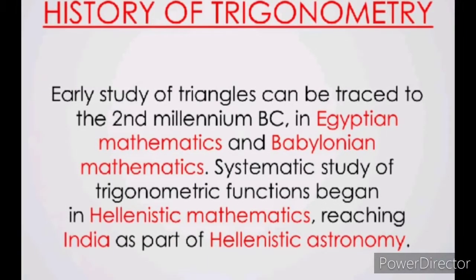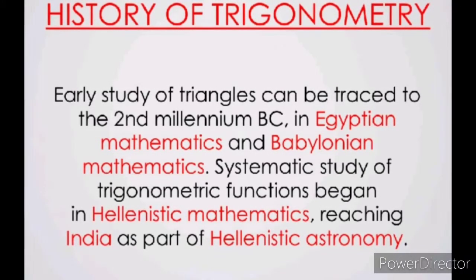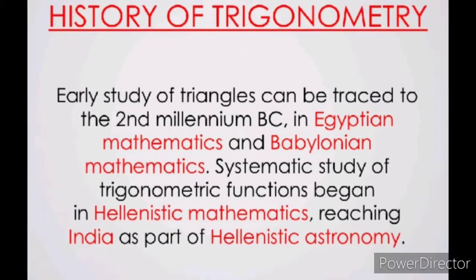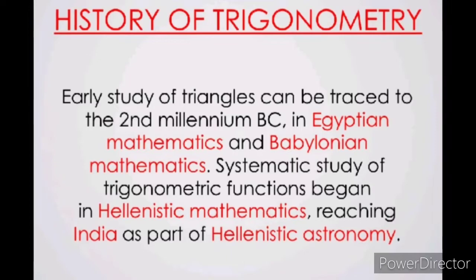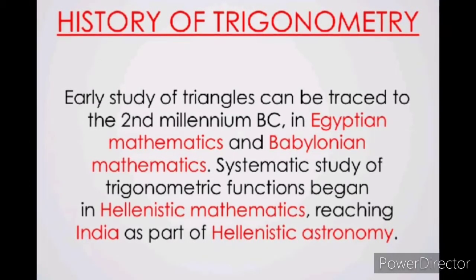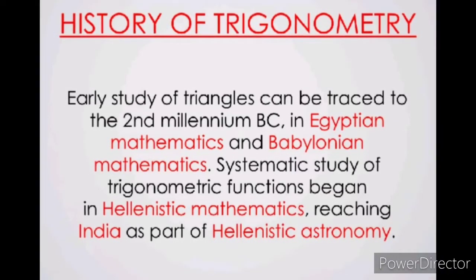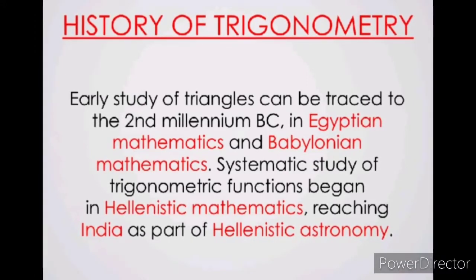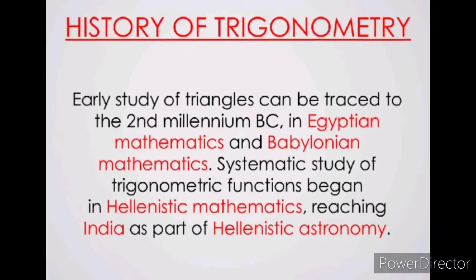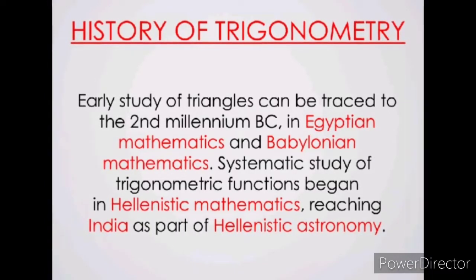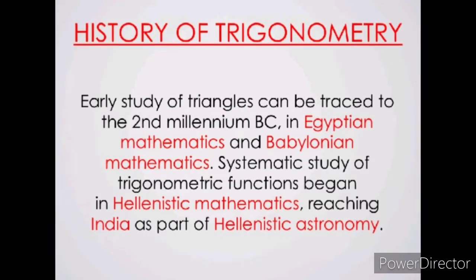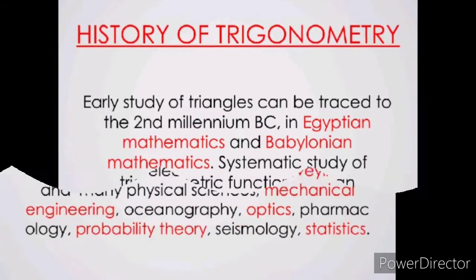History of trigonometry. Early study of triangles can be traced to the second millennium BC in Egyptian mathematics and Babylonian mathematics. Systematic study of trigonometric functions began in Hellenistic mathematics, reaching India as a part of Hellenistic astronomy.